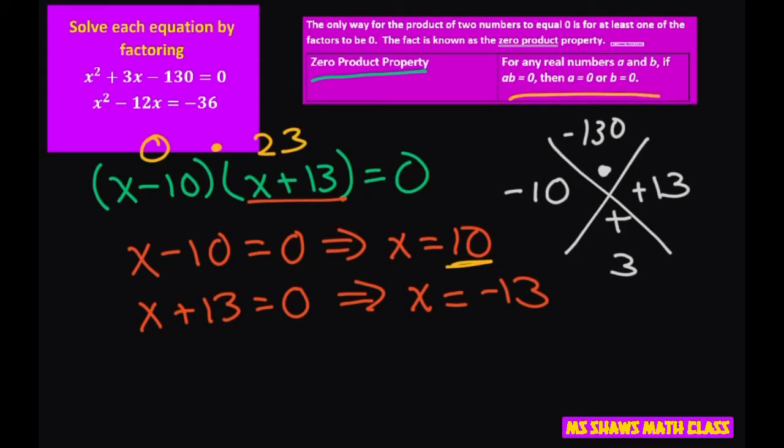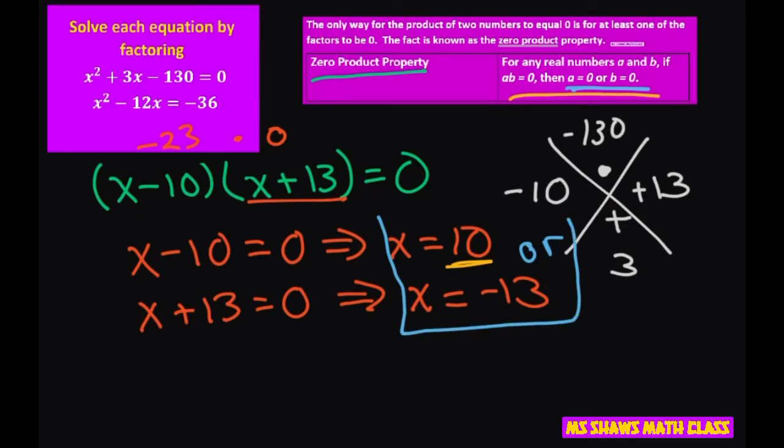That's what this says. And then similarly, if you plug in negative 13, you're going to get negative 23 times 0, which is 0. So you always want to put "or" here because it means it's or. So x equals 10 or x equals negative 13.